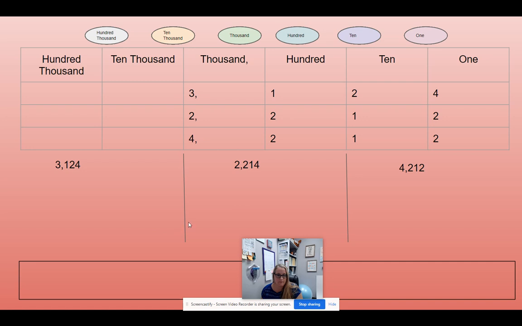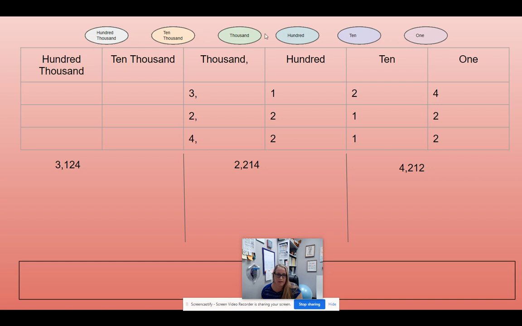So here is going to be our first example. Here you'll see that I have three numbers, 3,124, 2,212, 4,212. And I'm going to order these numbers. Now there's two ways I can order it. I can order it from least to greatest, or smallest to biggest, or I can order it from greatest to least, which means biggest to smallest.